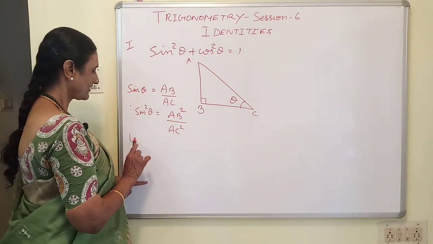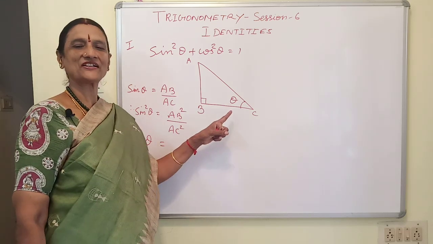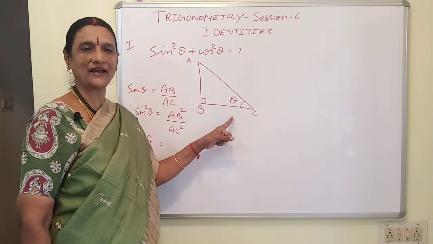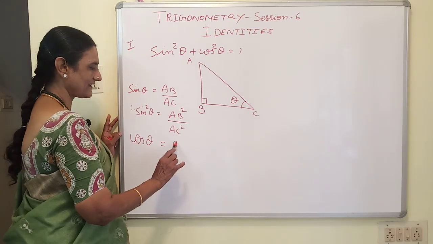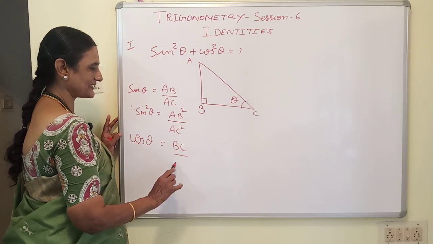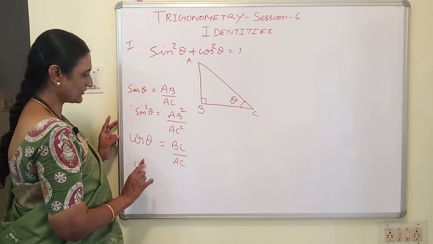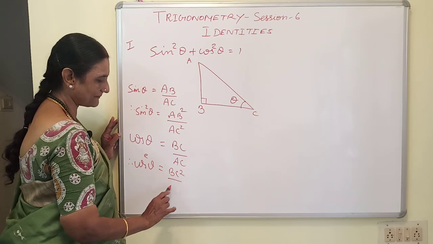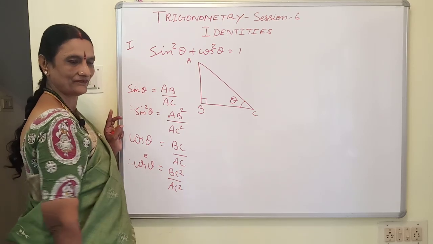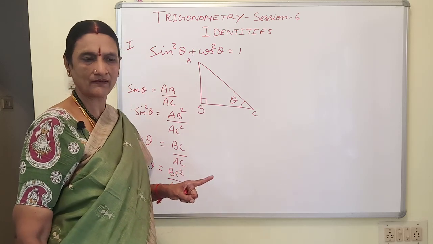Next, cos theta. For the same triangle, what is cos theta? It is adjacent by hypotenuse. So adjacent here is BC. So I am writing this as BC divided by AC. Therefore, cos square theta is what? BC square divided by AC square. Have you all written down this in your notebook?